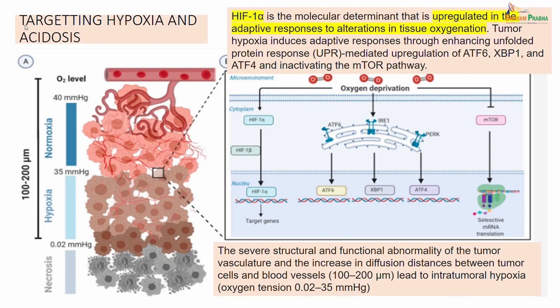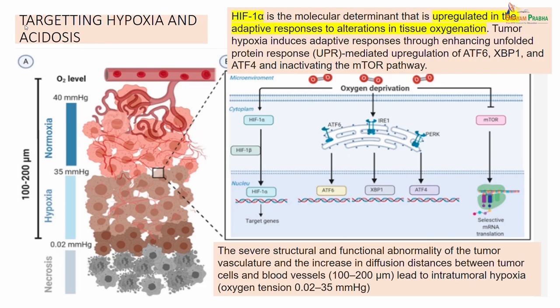When the tumor cells are rapidly proliferating and the blood supply is limiting, hypoxic regions are formed within the tumor. These hypoxic areas create a very conducive atmosphere for expression of a protein called HIF-1 alpha. HIF-1 alpha is a molecular determinant that is upregulated as an adaptive response to alterations in tissue oxygenation. Whenever there is a shift in tissue oxygenation, HIF-1 alpha and HIF-1 beta can get expressed. Tumor hypoxia induces adaptive responses by enhancing the unfolded protein response, UPR, mediated upregulation of other proteins like ATF6, XBP1 and ATF4, which in turn can inactivate the mTOR pathway. We will see all this in a little more detail in the subsequent slides.